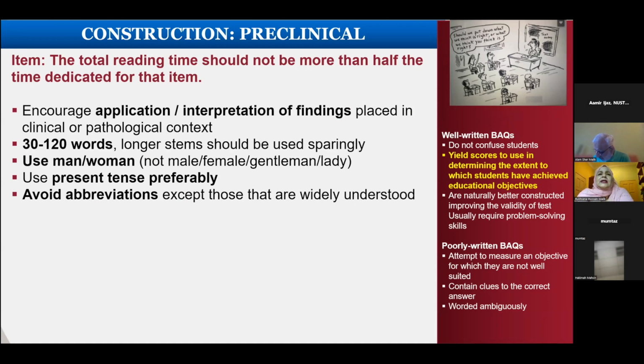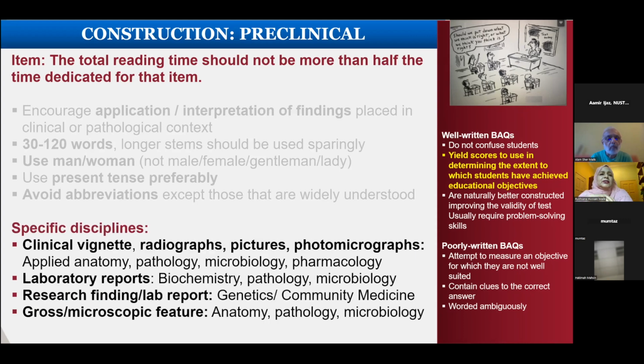The question should encourage application or interpretation of findings placed in a clinical or pathological context. 30 to 120 words is the range of words for a question, but longer stems can be used, very, very rarely, very, very sparingly. Use man and woman, not male, female, gentleman or lady in the scenario. Use present tense, and preferably avoid abbreviations except those which are widely understood, because different institutes have their own forms of using abbreviations which are not accepted internationally.